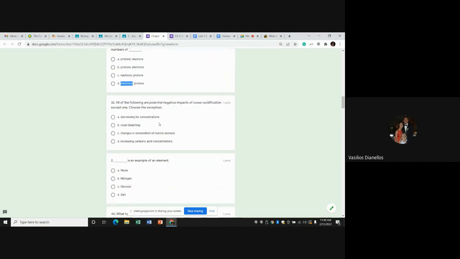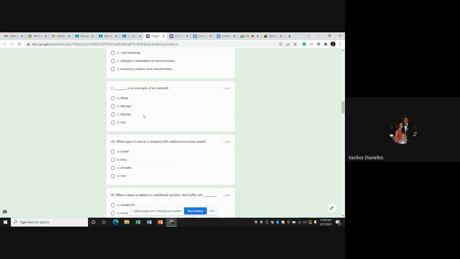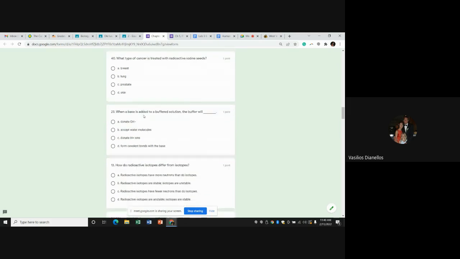All right. All of the following are potential negative impacts of ocean acidification. That won't be on the exam. I don't have time to talk about it. Blank is an example of an element. I'm not going to have that on the exam either. What type of cancer? No, that won't be on the exam.